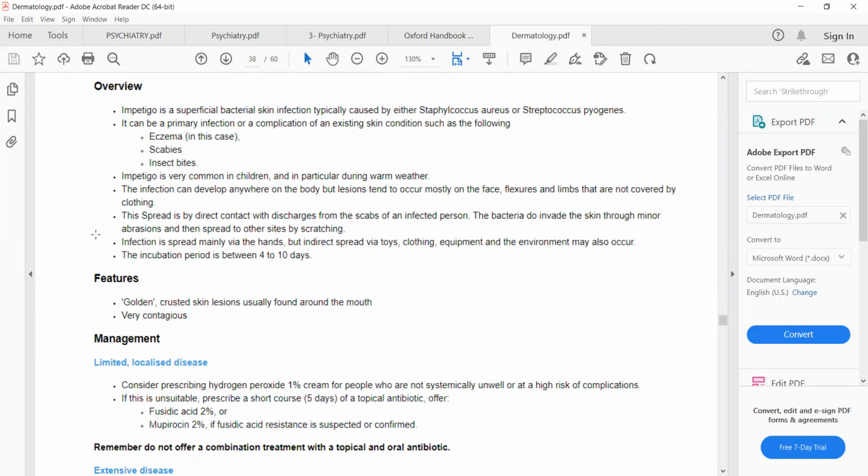What are the typical features of impetigo? Golden or honey-colored crusted skin lesions that are usually found around the mouth. So in the PLAB 1 exam, whenever you see golden or honey-colored crusted lesions that are found around the mouth, then your diagnosis will be impetigo.